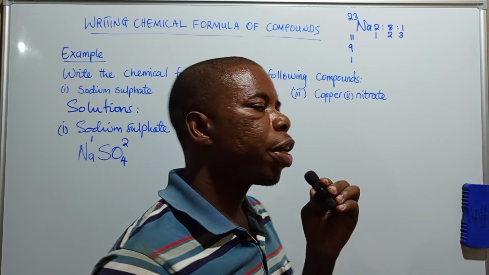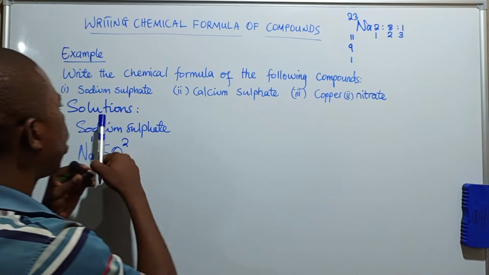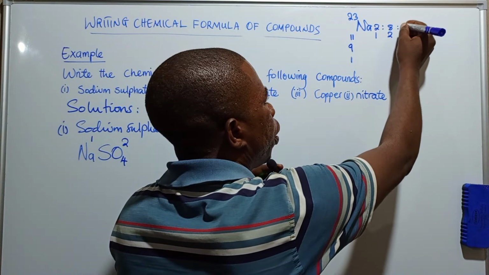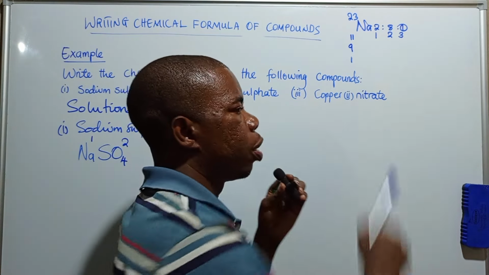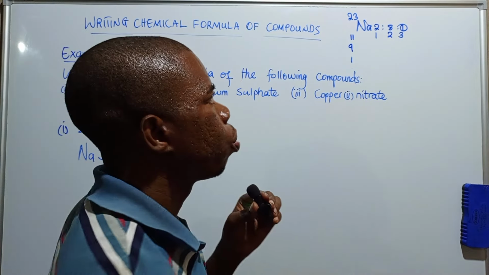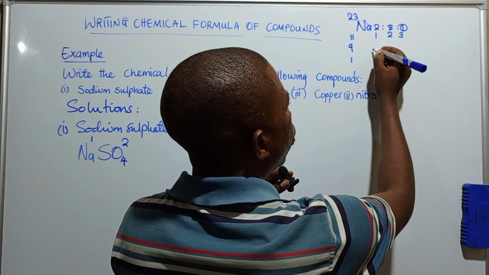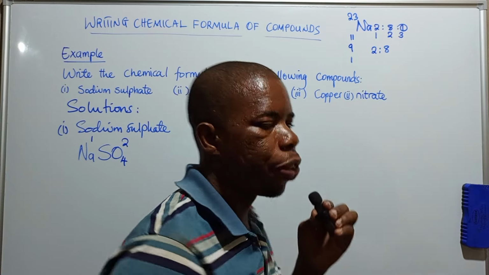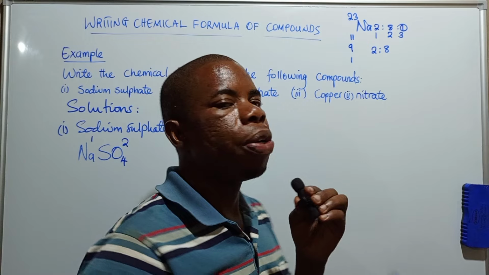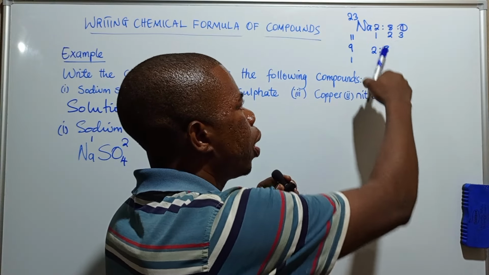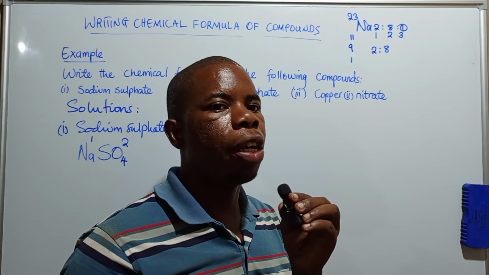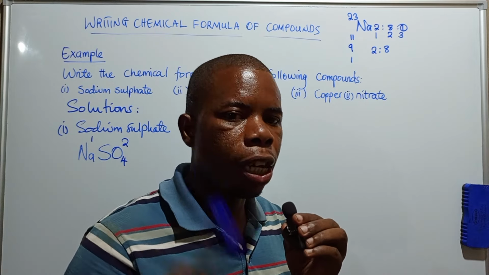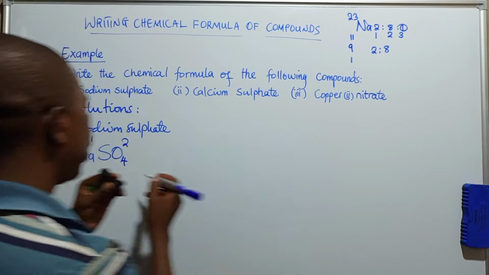So in such a case, when sodium reacts with the sulfate, since it is not stable, it has to lose that electron in the last shell, shell number 3, for it to be stable. When it loses that electron, it remains with 2 electrons and then 8. So shell number 2 with 8 electrons is now stable, because the last shell has 8 electrons. The number of electrons that sodium has lost is what we call the valence electron, and it is the one we write here.